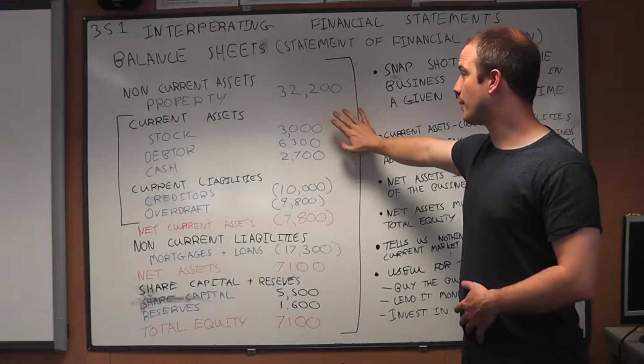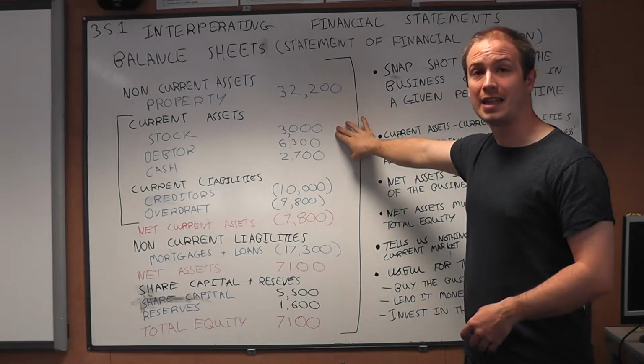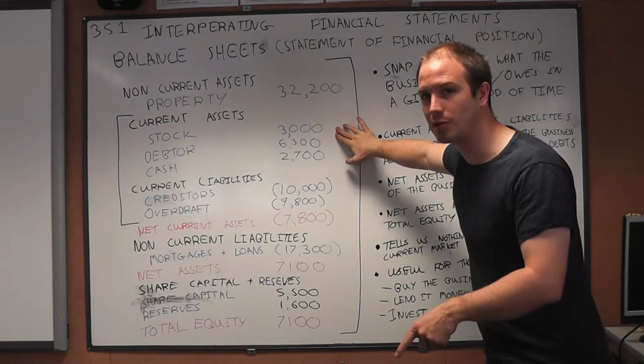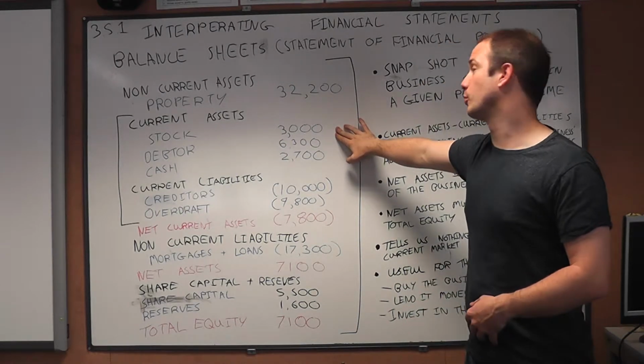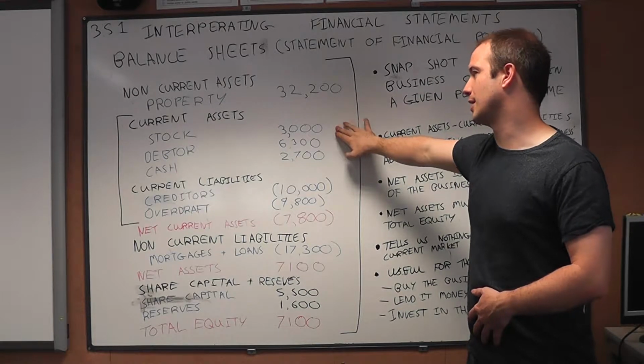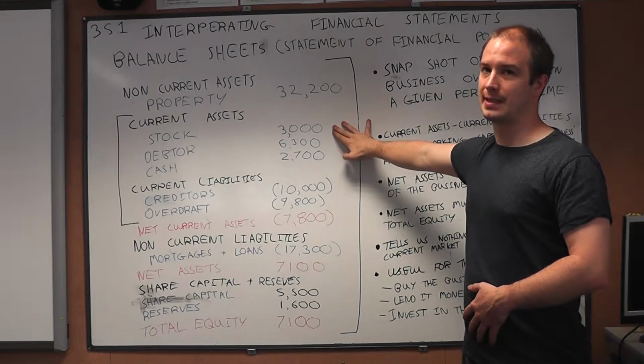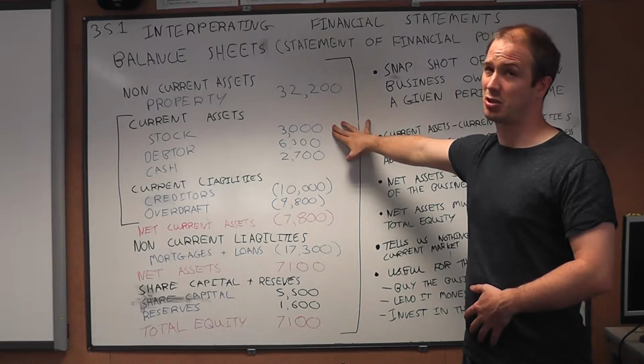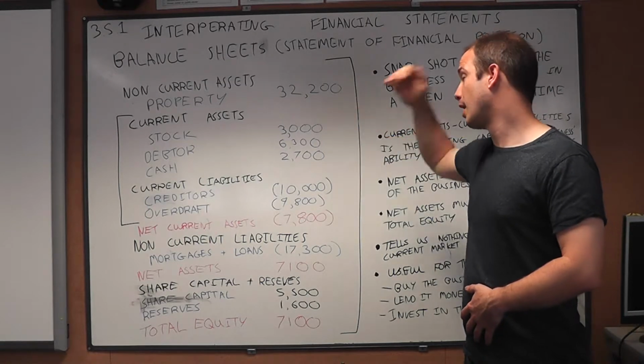Note that with current assets and stock, it's the value that it was purchased for, not the value that it's going to be sold for. And that's really important when looking at some businesses. So this is the value at which the business bought its stock, not the value at which it sells for. So it doesn't take into account its profit in that sense.